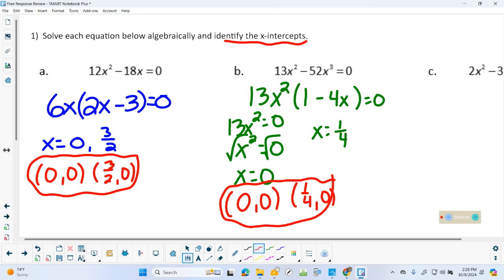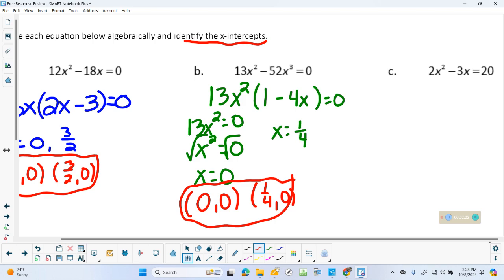All right, let's take a look at C. Problem 5. Now, on this one, before I start solving and get my 2 answers, let's set it equal to 0, and I'm going to hope factoring is the key, too. Subtract your 20.